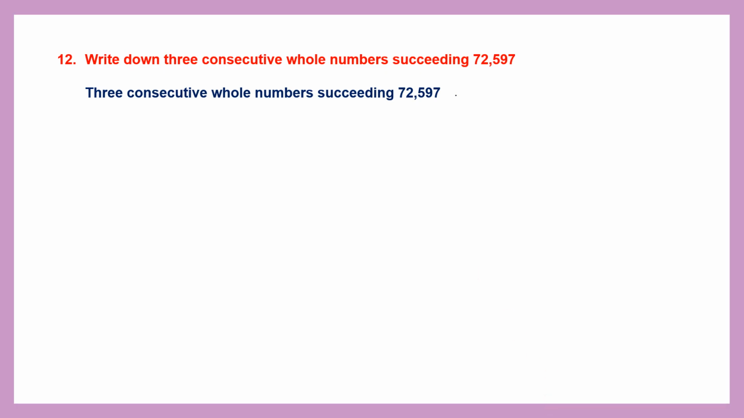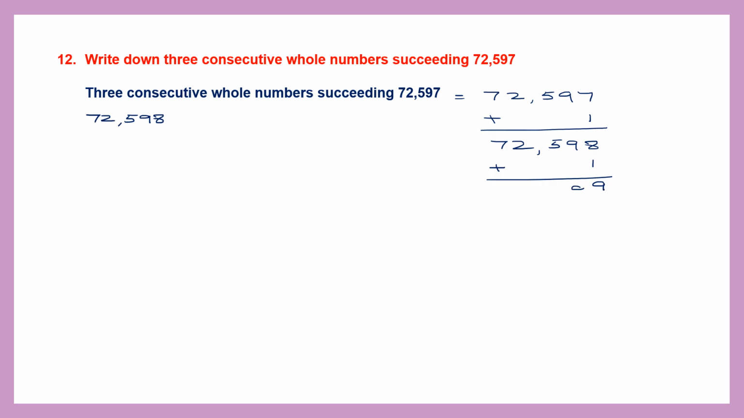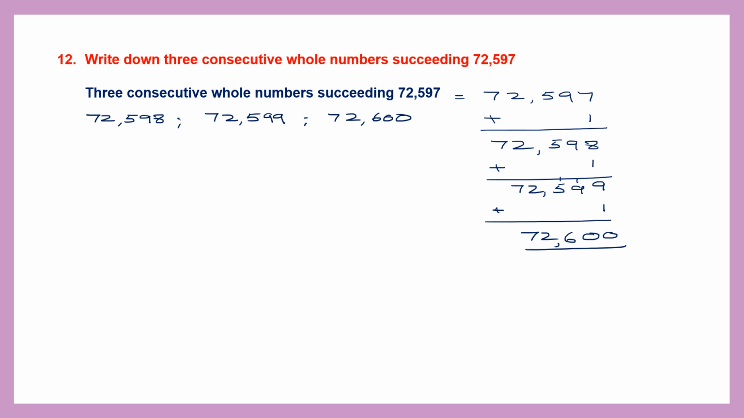So let's take the first number. So here we have 72,597 plus 1. What do we get? 7 plus 1 is 8. So we've got 72,598. That's the first number. To take the next number, again add 1 to it. 8 plus 1 is 9. The rest are the same. 72,599. So that is our next number. Then to find one more number, we add 1 to it. 9 plus 1 is 10. Carry 1. 9 plus 1 is 10, carry 1. 5 plus 1 is 6. Then here we have 72. So the third number is 72,600. So we have got our answer.